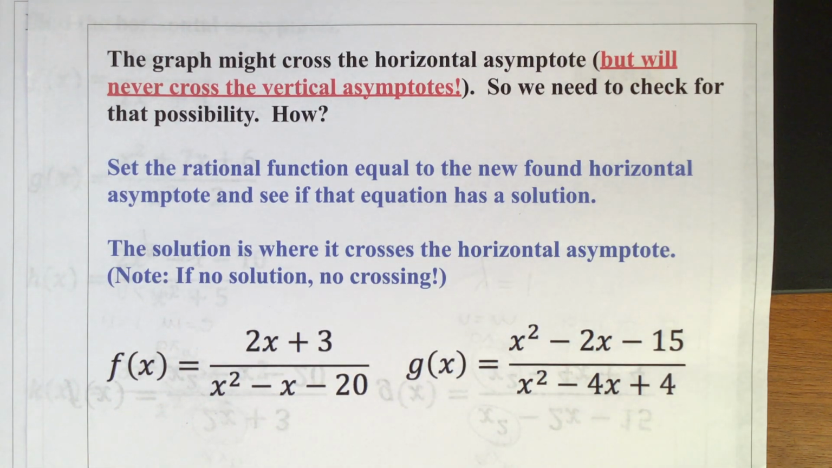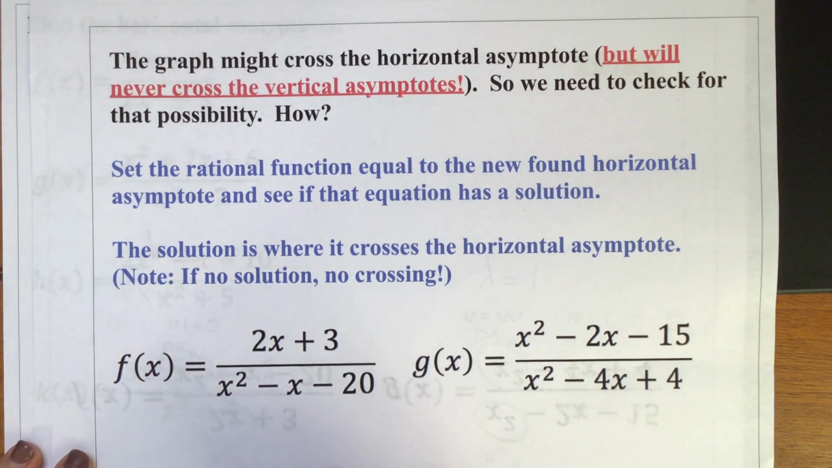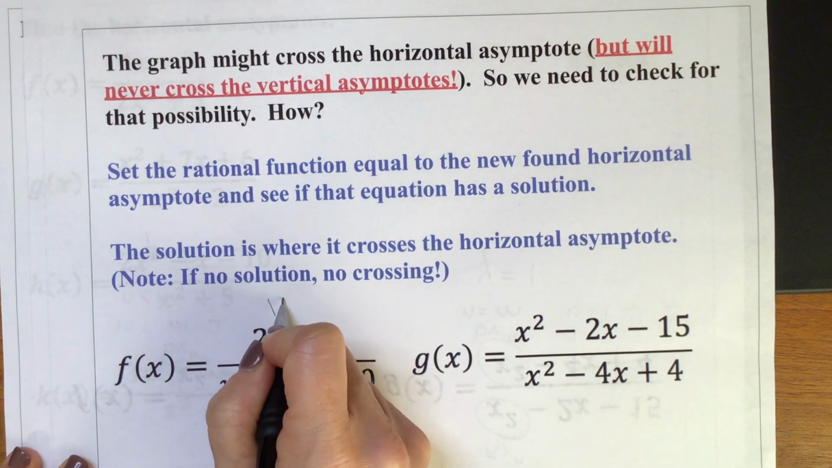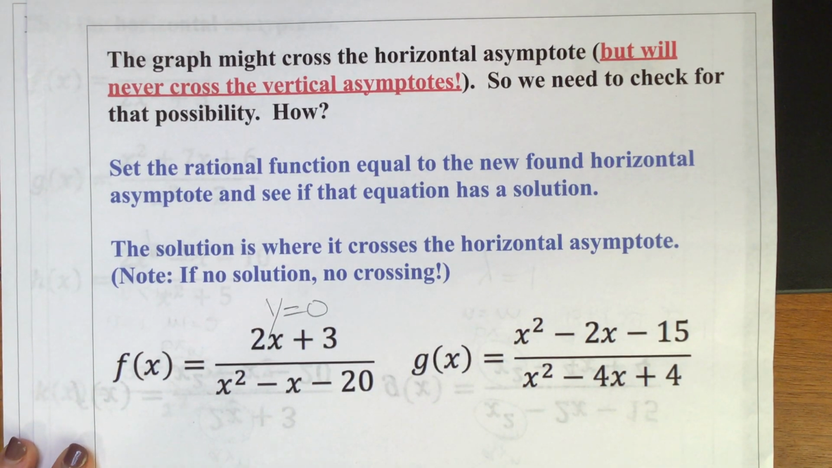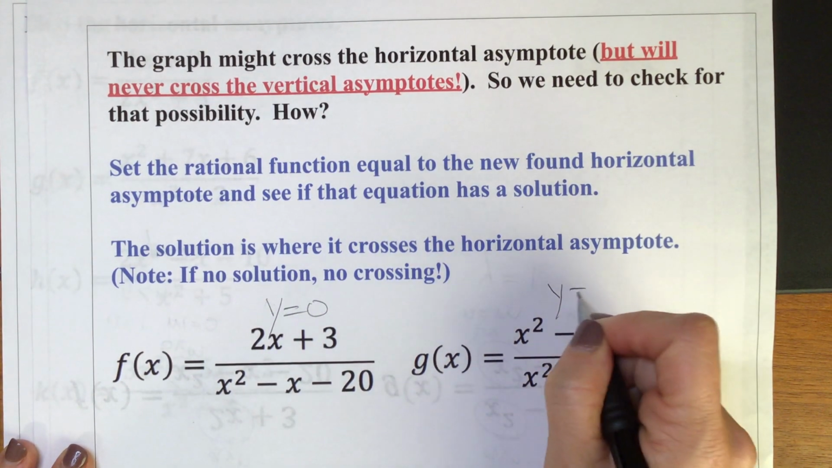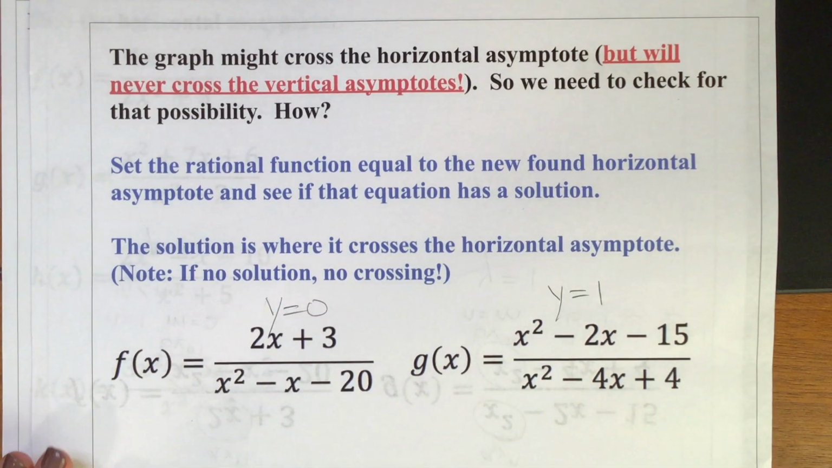And when we check for that, we set the rational function equal to the new horizontal asymptote. So that means we're going to set our function equal to 0 in this case, because remember our horizontal asymptote was 0, or 1 in this case. Now, if we get a solution, that means that the horizontal asymptote is crossed at that solution. So let's see what that looks like.